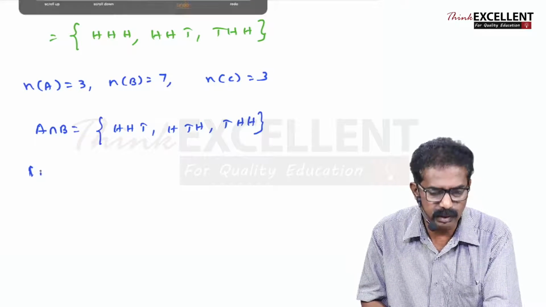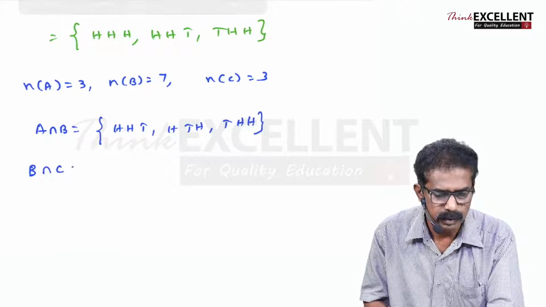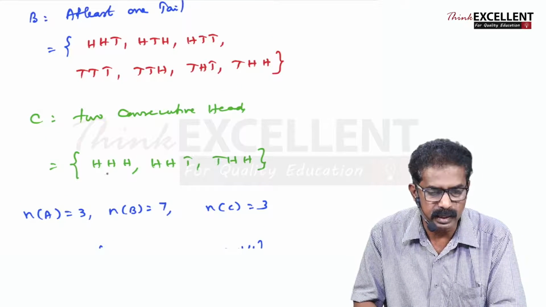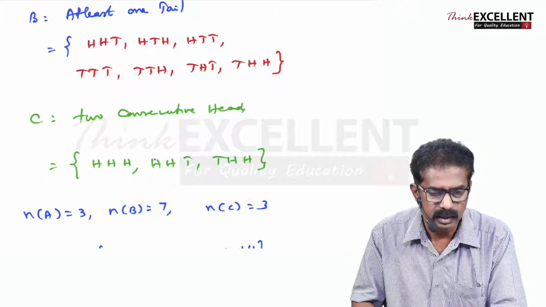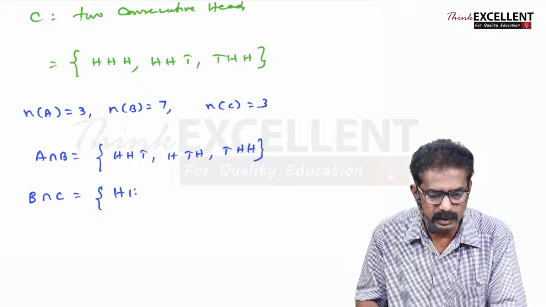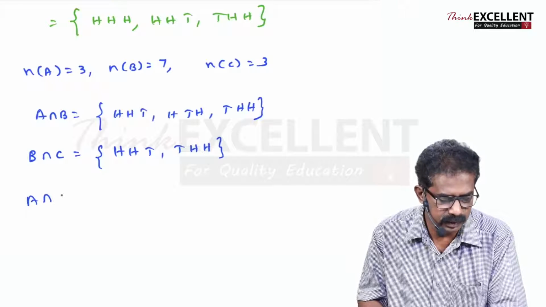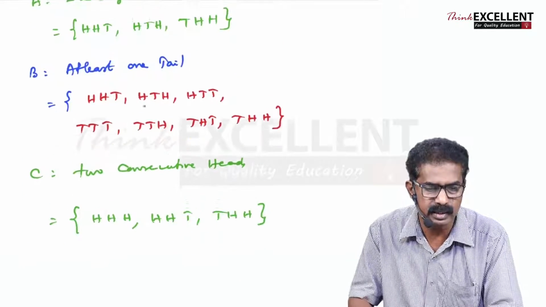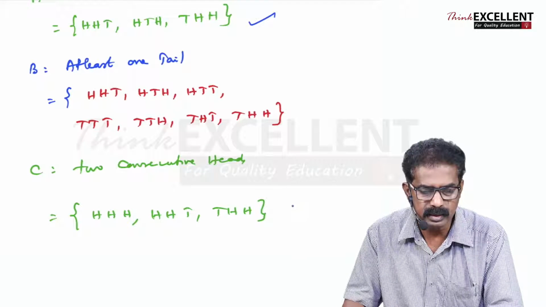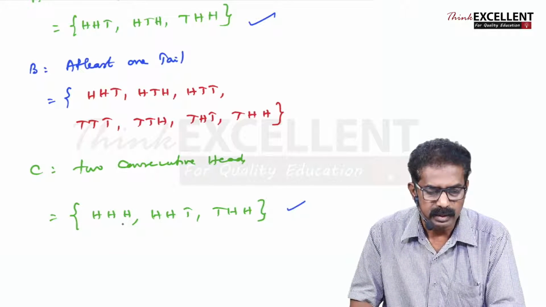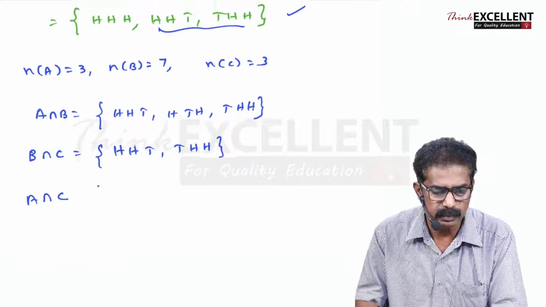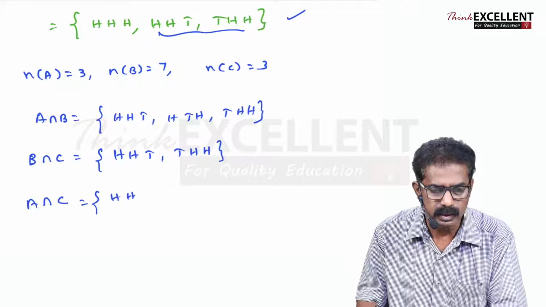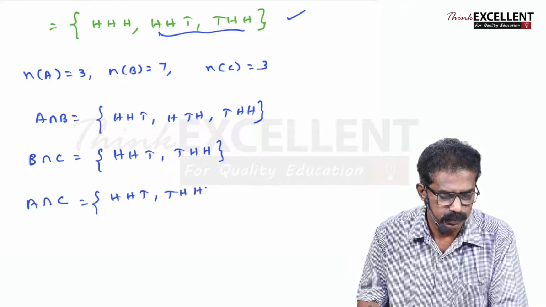B intersection C, same way you find out, common for B and C. HHH is not here. HHT is there. THH also there. Only the last two, right? HHT, THH. Only two are there. Then A intersection C, common for A and C. This is A, right? A and C. HHH you cannot take. HHT, THH. Only that two, right? So only two.